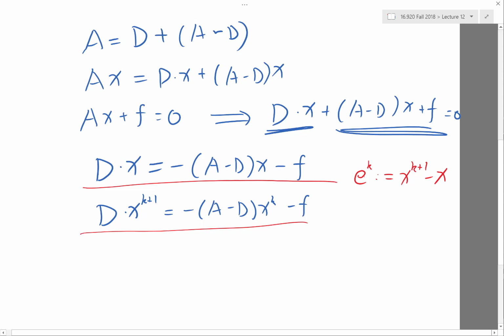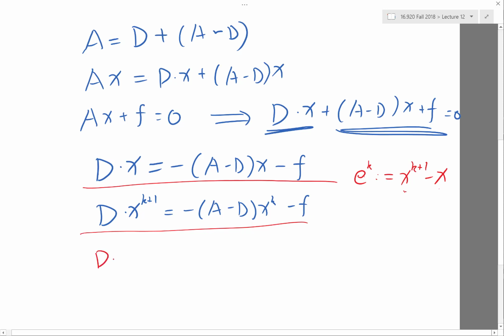Okay? Very similar to what we did before in the convergence analysis of finite difference, right? We did all the stability analysis by subtracting the numerical solution from the true analytical solution. Here we subtract the true solution from the actual numerical iterate. So now we subtract them.